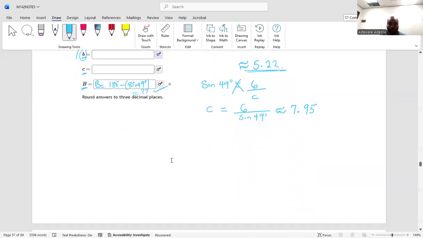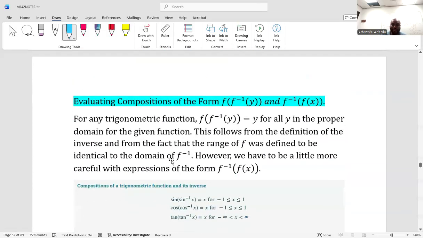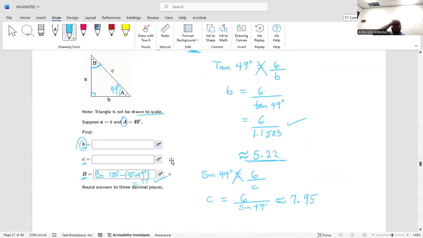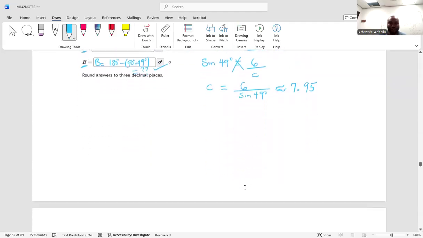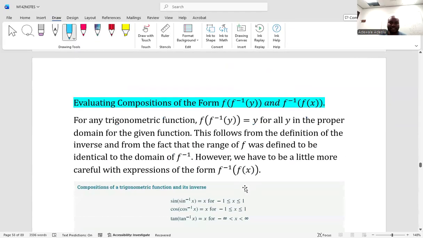So that is that. And now we can go back to our angle of elevation and depression, and compute the height of a tree, compute angle of elevation, angle of depression, and so on, because now we know how to do that. So guys, I'm going to be ending this video here. Next time, we are going to be looking at how to evaluate compositions of this form.